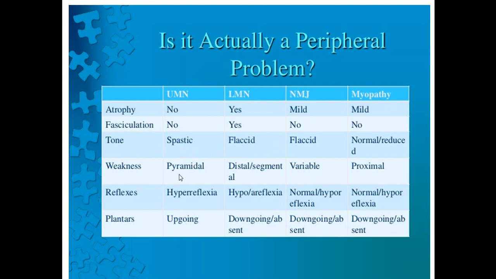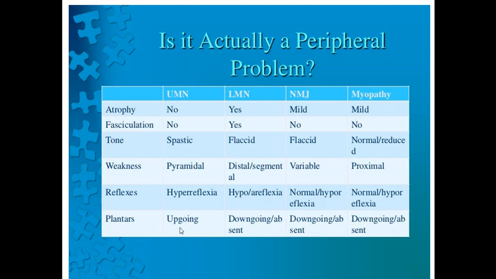Weakness is usually pyramidal type in upper motor neuron, and distal, segmental in the lower motor neuron. It is variable in the junctional type, and proximal in myopathy, and this is the most important part here: proximal in myopathy, distal in neuropathy, and variable in the junctional type. Reflexes: usually there is hyperreflexia in upper motor neuron lesion, areflexia or hyporeflexia in lower motor neuron lesion, and normal or hyporeflexia in both the junctional and the myopathic type.